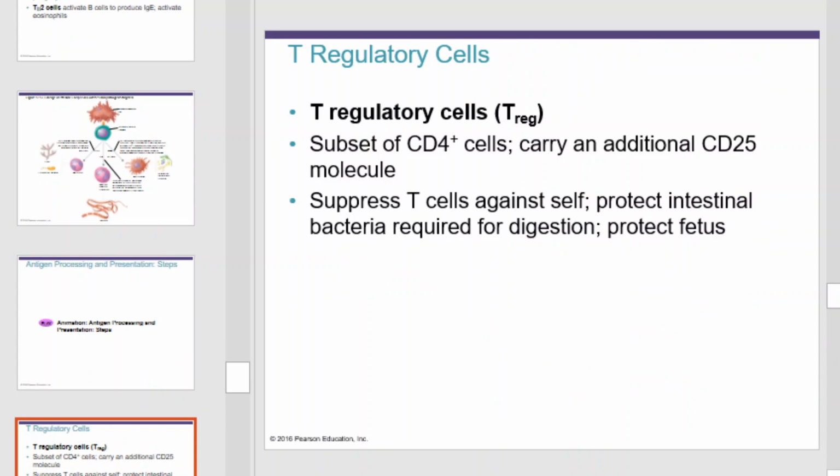T regulatory cells, or Tregs, are a subset of CD4 cells, and they carry an additional CD25 molecule. T regulatory cells suppress T cells against self, and they protect intestinal bacteria required for digestion and the fetus.